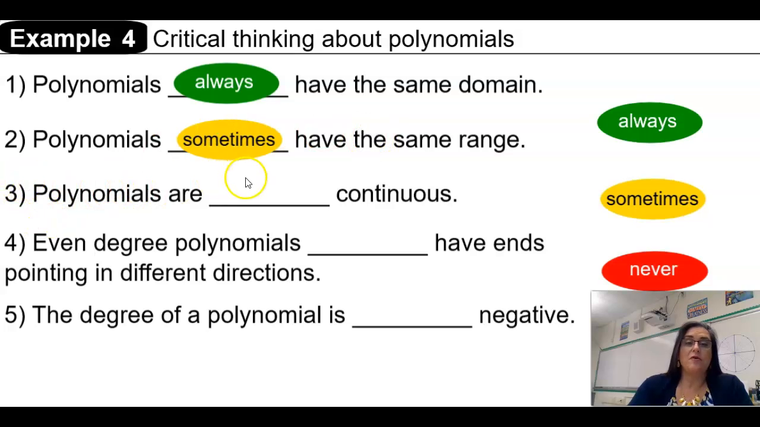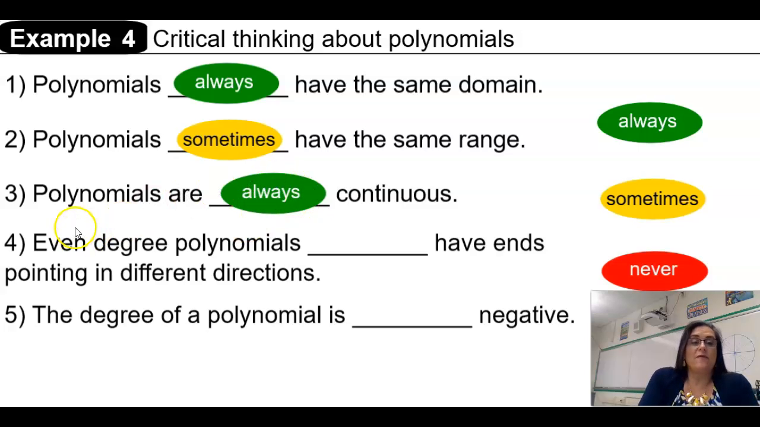Number 3, polynomials are always, sometimes, or never continuous. They are always continuous over their domain. Okay, number 4, even degree polynomials always, sometimes, or never have ends pointing in different directions. Okay, that's going to be sometimes, right?